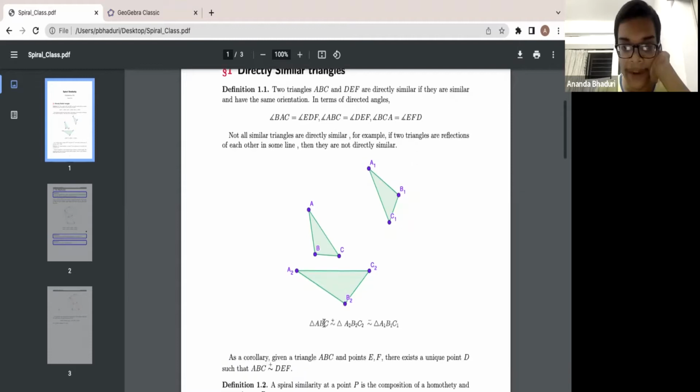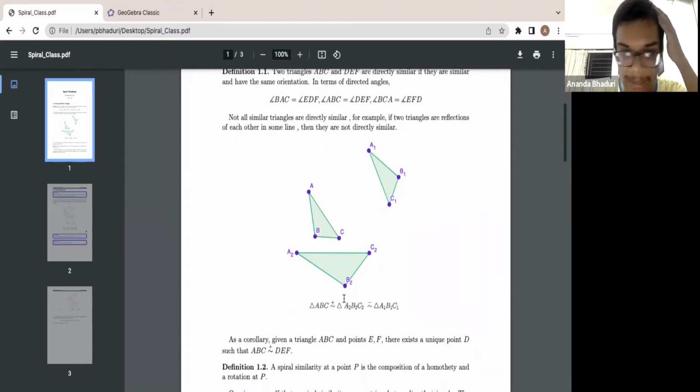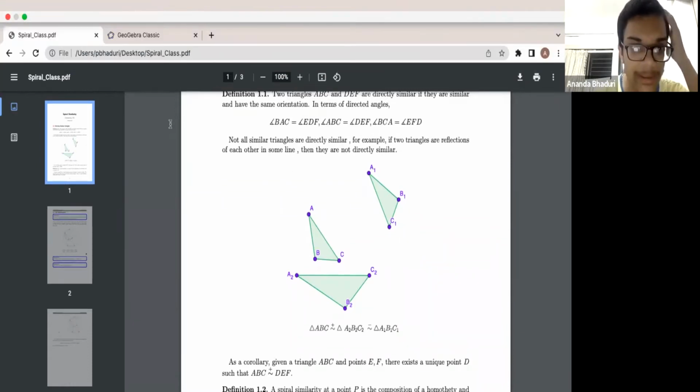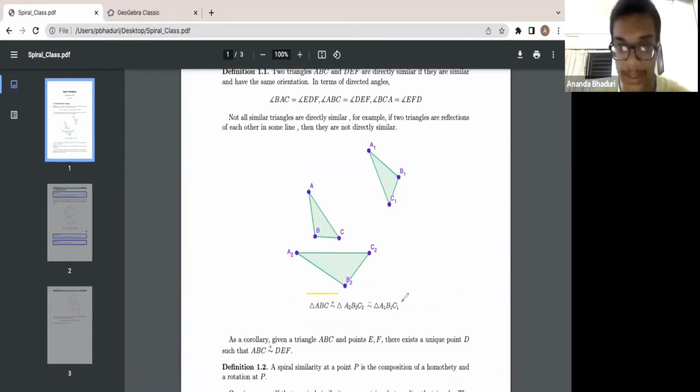And the LaTeX for this is this, plus and similar thing. So this is the LaTeX for this. And if they are not directly similar, they are inversely similar. So for example, A1, B1, C1 is inversely similar to both of these triangles. And you use this minus sign for that.